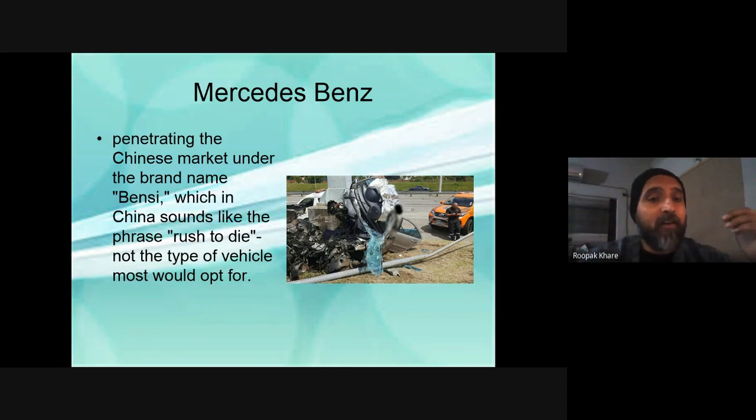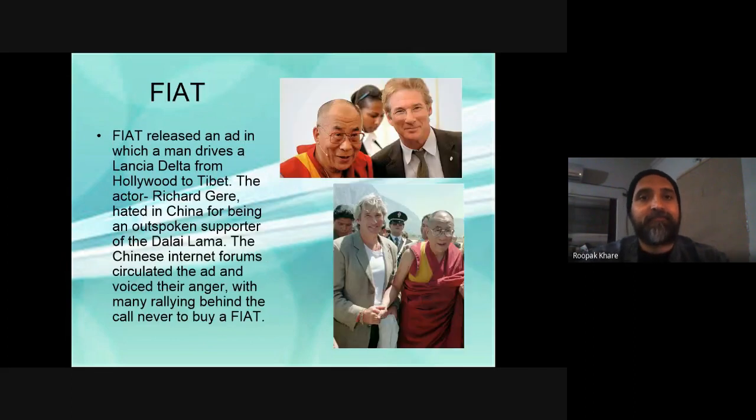So when Mercedes Benz launched their car in China, they named it Benzi. But Benzi sounded like a word in China, which meant rush to die. And this was a cultural difference, a linguistic, language related difference. And obviously, nobody would want to buy a car whose name would say rush to die. Linguistic difference, cultural difference.